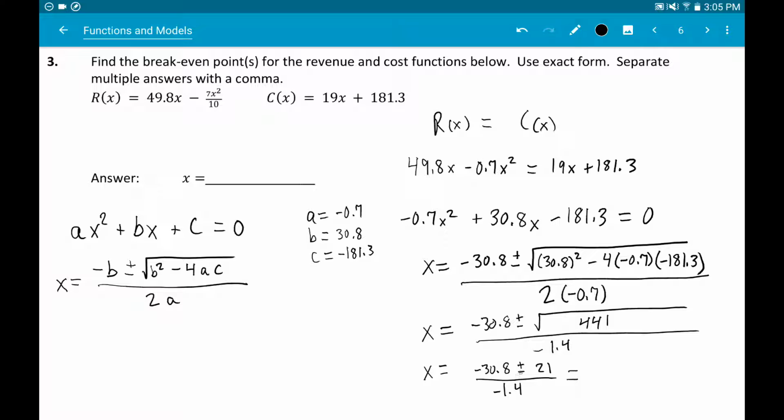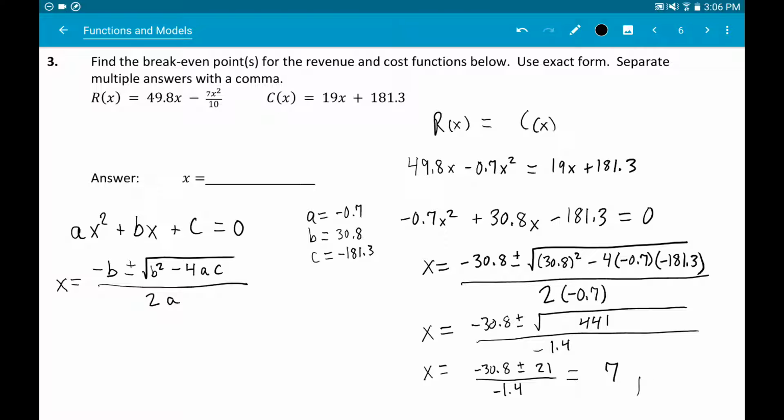Notice again, there's two answers. There's a plus or minus in there, so you've got to do both of them. Let's start with the plus. So negative 30.8 plus 21, take all that divided by negative 1.4. Okay, and I get 7 with that calculation.